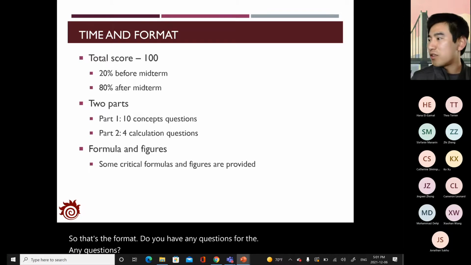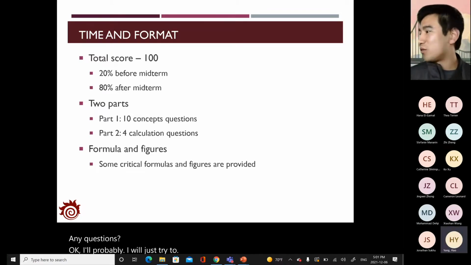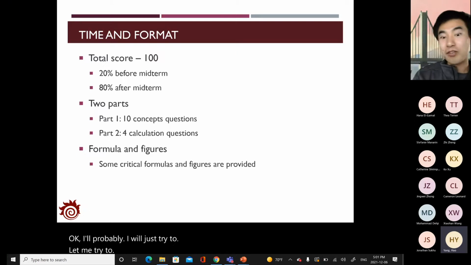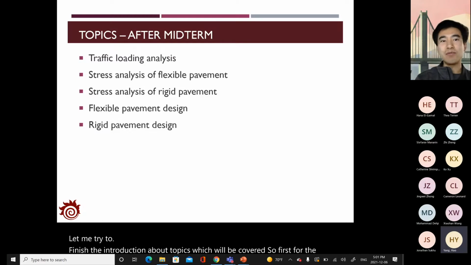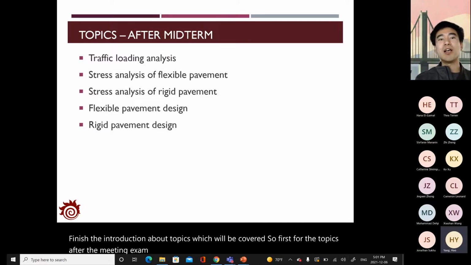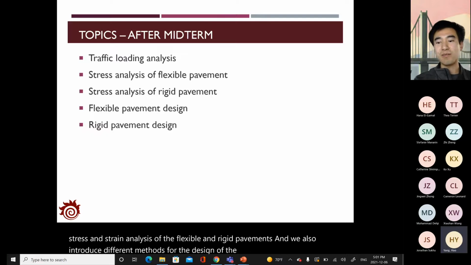Okay, let me try to finish the introduction about the topics which will be covered. First, for the topics after the midterm exam, we went through the analysis of the traffic loadings, the stress and strain analysis of the flexible and rigid pavements, and we also introduced different methods for the design of the flexible and rigid pavements.